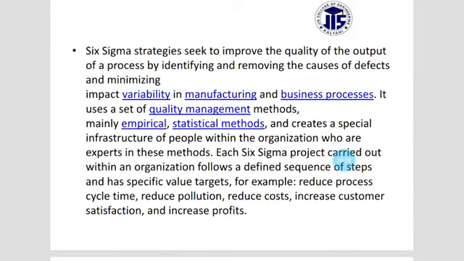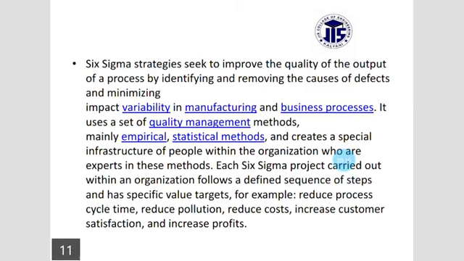For example, reduce process cycle times, reduce defects, reduce cost, increase customer satisfaction and increase profit. This comes with the Six Sigma strategy of improving the quality of the output of the process. The value targets are considered according to increasing customer satisfaction and also increasing profits.